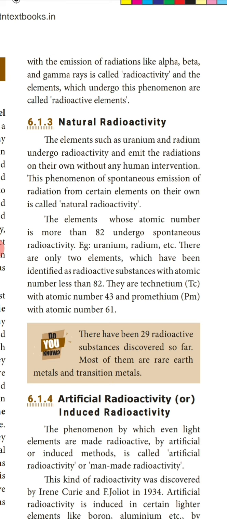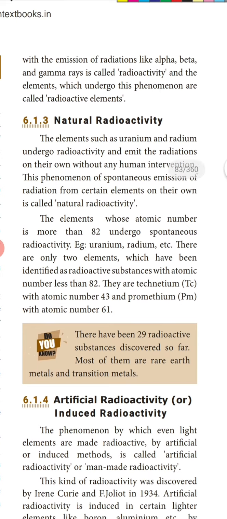Example, uranium and radium. There are only two elements which have been identified as radioactive substances with atomic number less than 82. They are technetium with atomic number 43 and promethium with atomic number 61. Is it clear? So elements whose atomic number is more than 82 undergo spontaneous radioactivity.